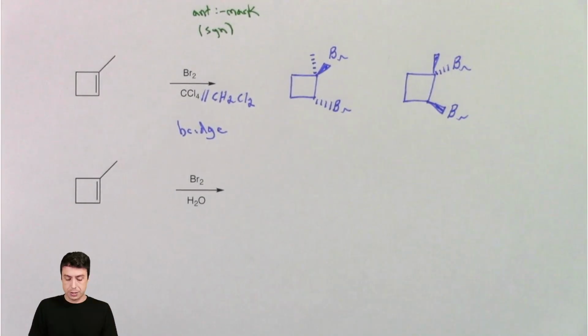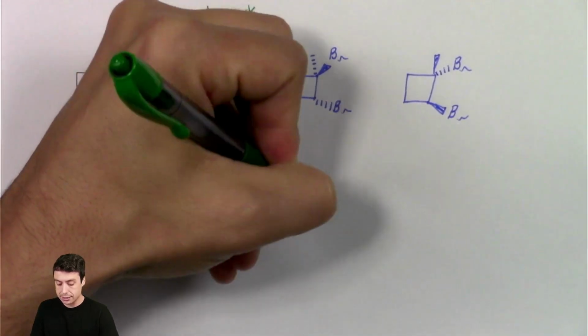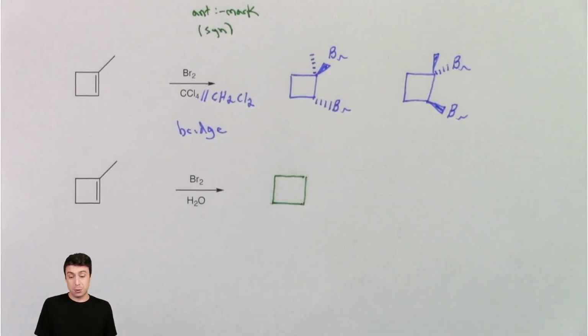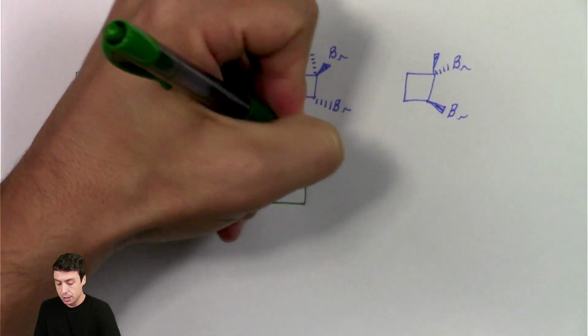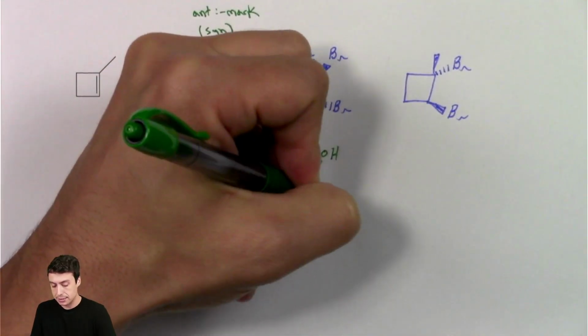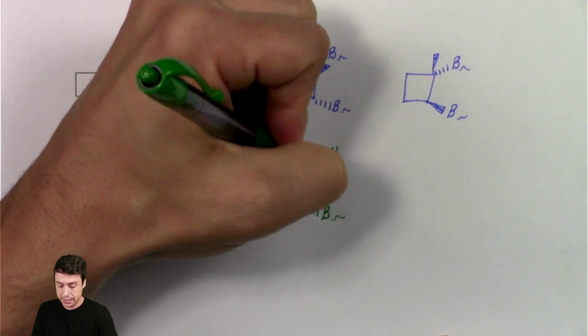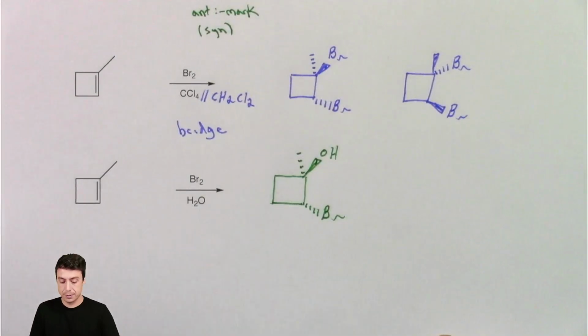You make the bridge, so this is also a bridge, but the difference is when the water attacks here, you get an OH, as opposed to bromine attacking, you get a Br. So still, anti-addition. OH goes to the more substituted side, Br on the less substituted side, still anti to each other. The methyl still just kind of hanging out, doing its own thing on the other face.